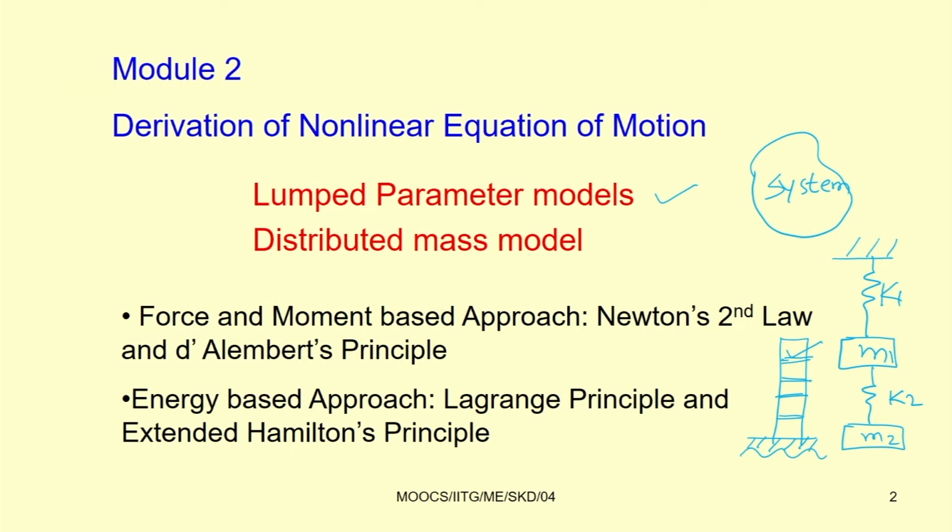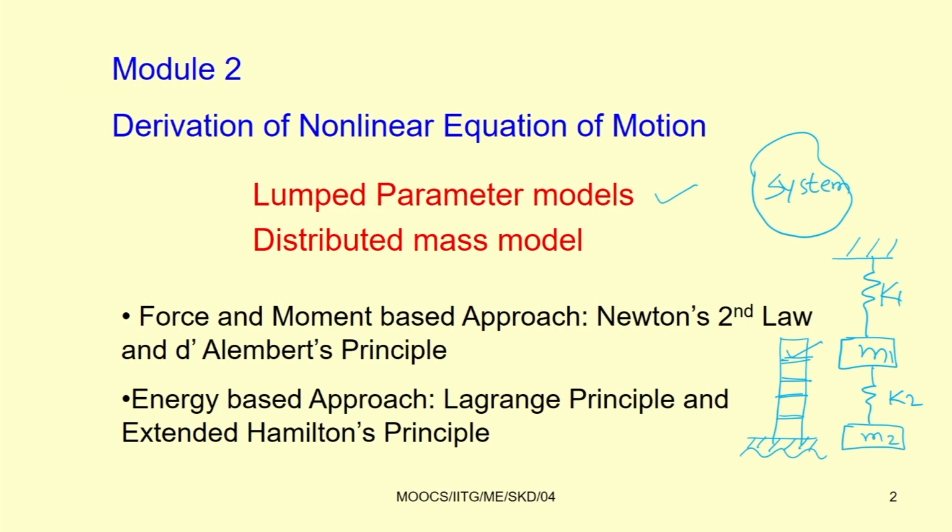Now, in the lumped parameter model, as I already told you, we can have a single degree of freedom model, a 2 degrees of freedom model or a multi degrees of freedom model. The analysis of a multi degrees of freedom system depends on the single degree of freedom system model. By knowing the single degree of freedom model, we can extend our analysis to the multi degrees of freedom model. So, let us see how to derive this equation of motion.